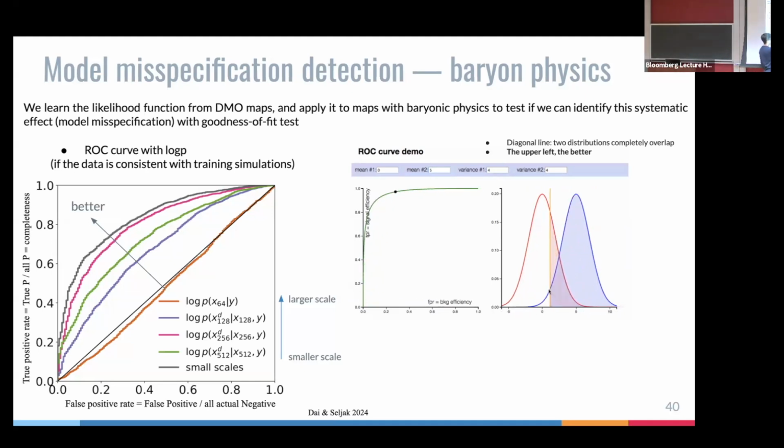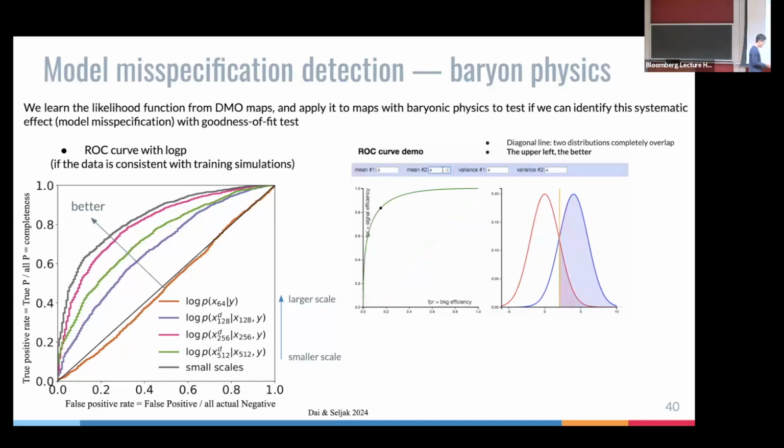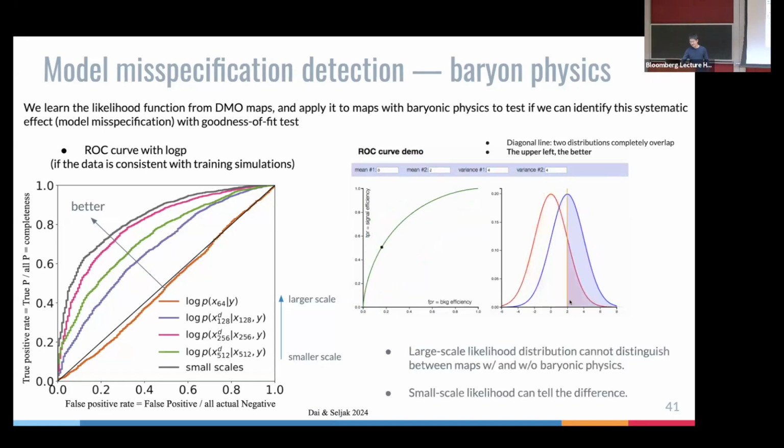So here, different colors represent the likelihood from different scales. The orange one is from larger scales. So you can see that using that, there is no information. I mean, the dark matter only maps and the maps with baryonic physics are completely degenerate. We cannot really tell the difference from the larger scale likelihood. But as you go to smaller and smaller scales, you begin to be able to tell the difference, which is kind of expected.